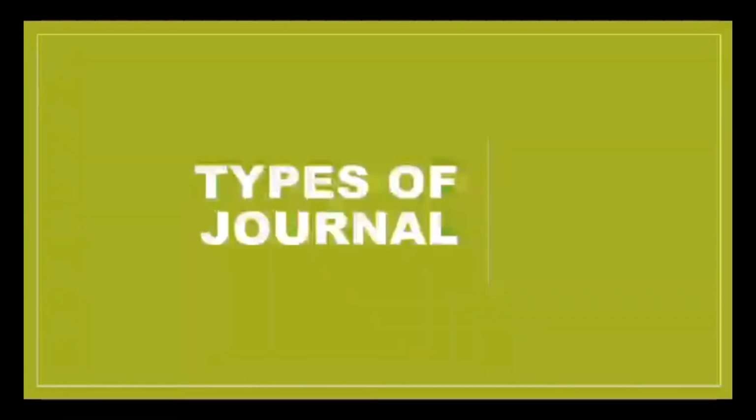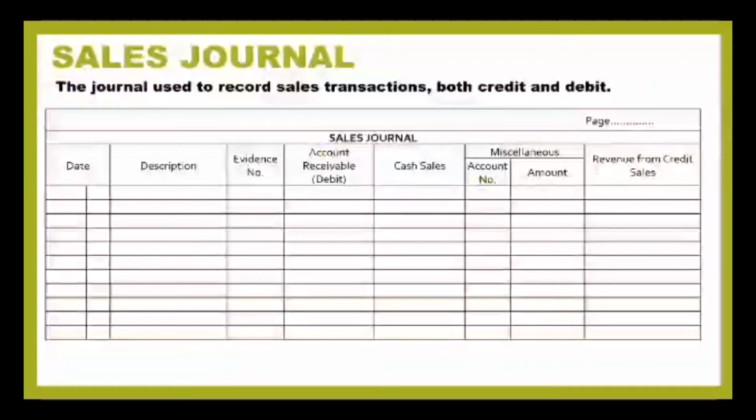And next, the types of journal, and you can see here there are the types of special journal. The first one is the sales journal. The sales journal is the journal used to record sales transactions, both credit and debit. Credit means this is for sales transactions. Debit means this is for returns, the return of sales transactions. If the customer is not satisfied with the merchandise or with the goods the company sells, the customer may return the merchandise back to the company.